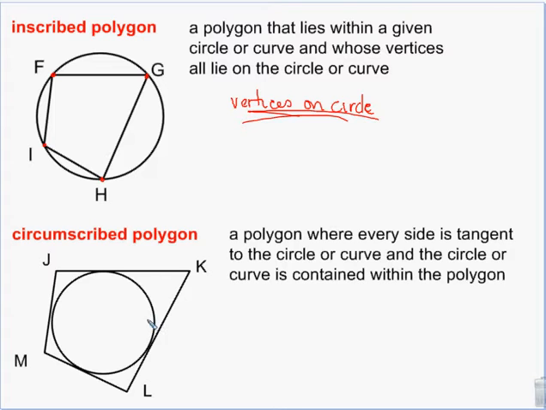A circumscribed polygon, oh, this one is not drawn very well, goes around the outside of the circle, and the circle touches tangent, like it has a tangent line basically to each edge of the polygon. So we have points of tangency along the circle, and you will have the same number of points of tangency as there are sides on the polygon.